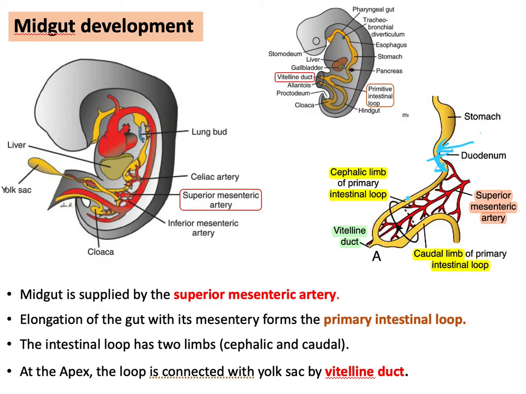So this is the primary intestinal loop, of course I'm talking about the midgut. The primary intestinal loop that you see here has two limbs.